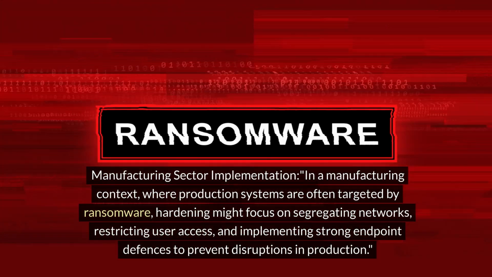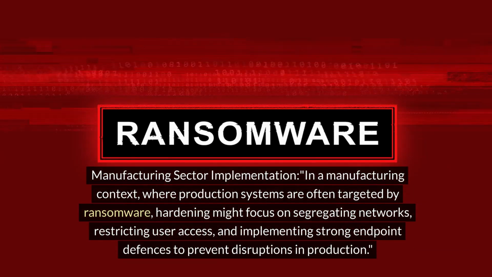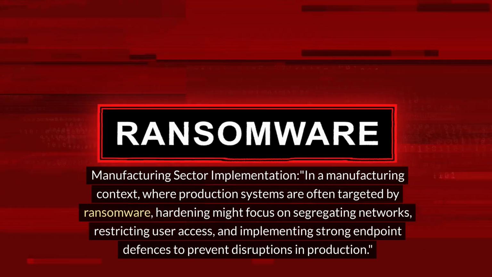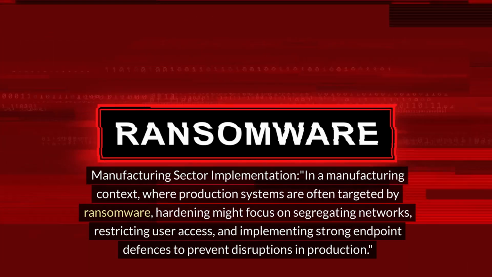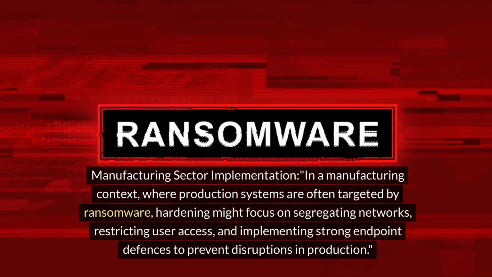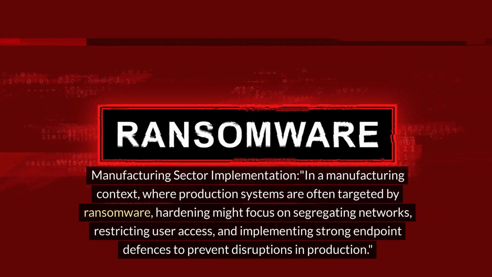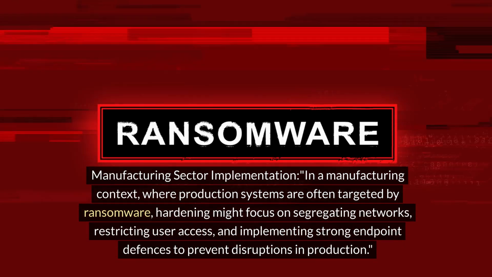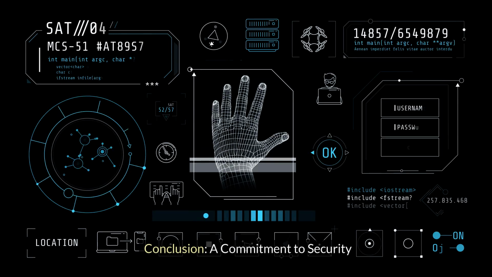Manufacturing sector implementation. In a manufacturing context, where production systems are often targeted by ransomware, hardening might focus on segregating networks, restricting user access, and implementing strong endpoint defenses to prevent disruptions in production. Conclusion. A commitment to security.